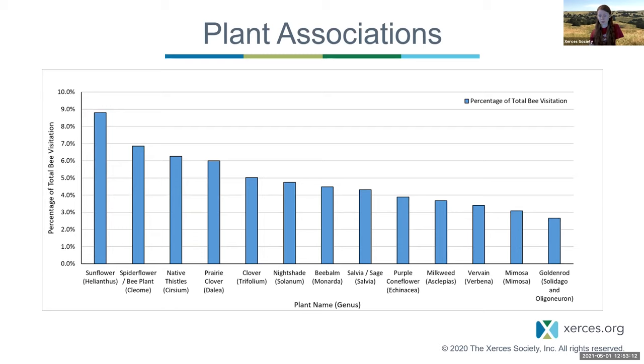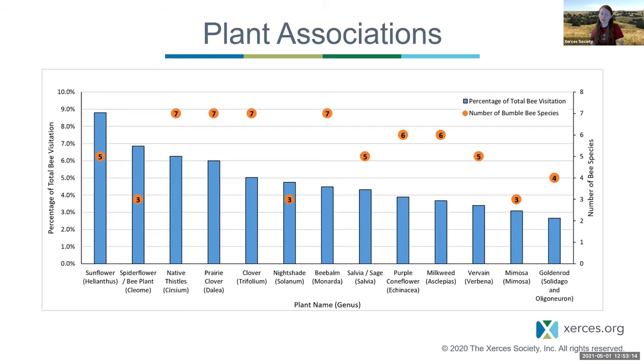So we can see the abundance of visits to each flower, but we can also see the diversity made to each flower. So on sunflower, 5 different species were observed on it, whereas something like a native thistle or a prairie clover had 7 different species. So this is useful information when you're trying to figure out the best plants to accommodate a diversity of species, as well as something that they like, right? There's a high abundance of bumblebees visiting this plant, but how many different species are visiting it? How many different kinds of bees are you providing food for?